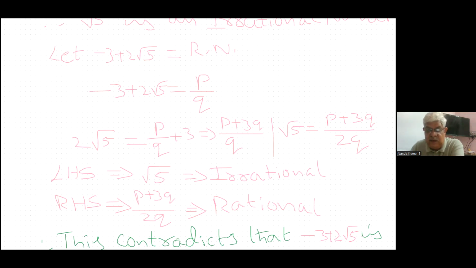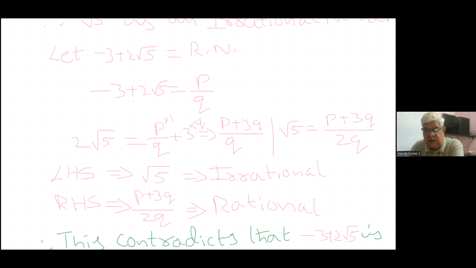First, I shifted minus 3 to the right hand side. It became plus 3. I took the LCM, that is q is the LCM. Numerator will become p plus 3q, as q ones are q, and 1 into q gives you 1q. That is 3 into q, I write as 3q.